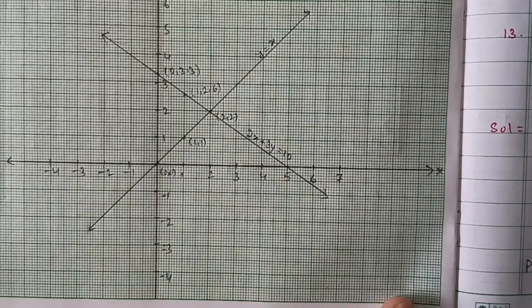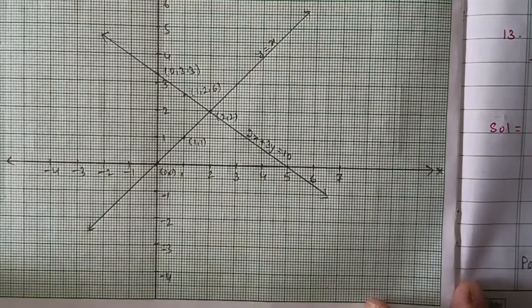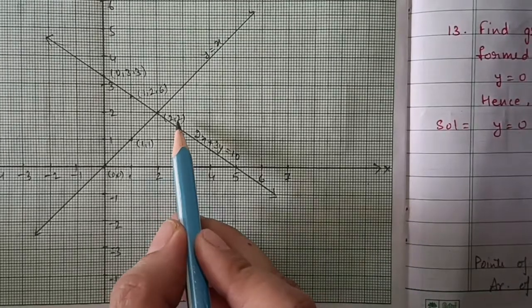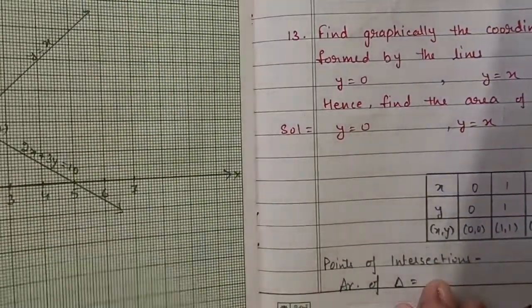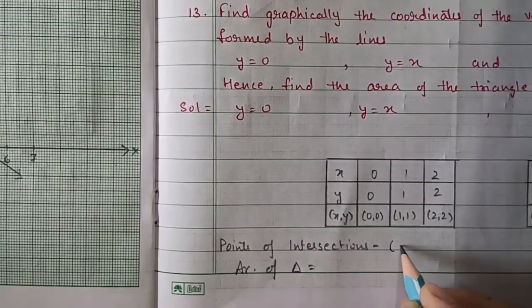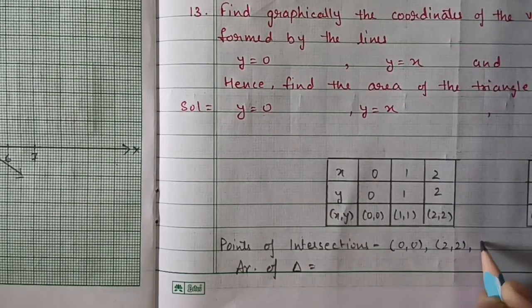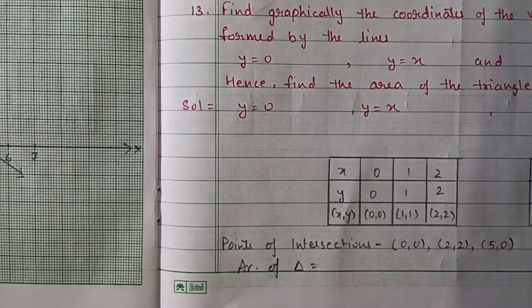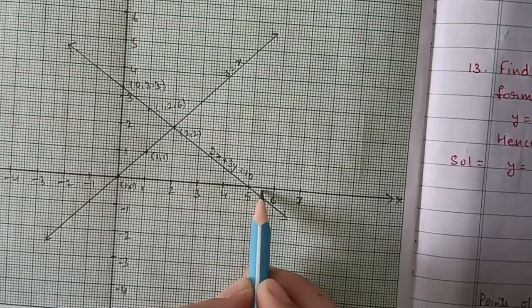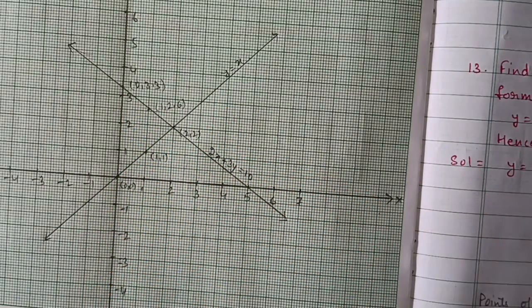We have to write the point of intersection. So first point of intersection is this 0, 0. Second one is 2, 2 and third one is 5, 0. Then we have to find out the area of triangle formed by these 3 lines. So from these 3 lines, first line is this one, x-axis, second is this one and third is this one. Means this triangle area we have to find out.